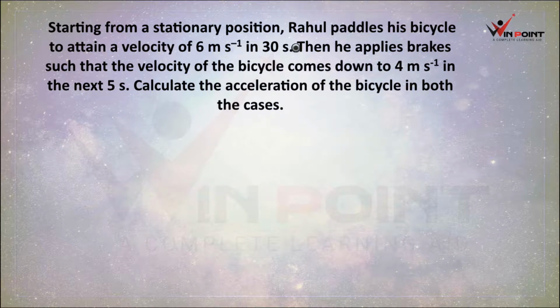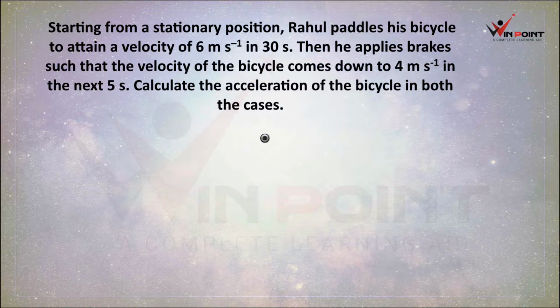Starting from a stationary position, Rahul paddles his bicycle to attain a velocity of 6 meters per second in 30 seconds. Then he applies brakes such that the velocity of the bicycle comes down to 4 meters per second in the next 5 seconds. Calculate the acceleration of the bicycle in both cases.